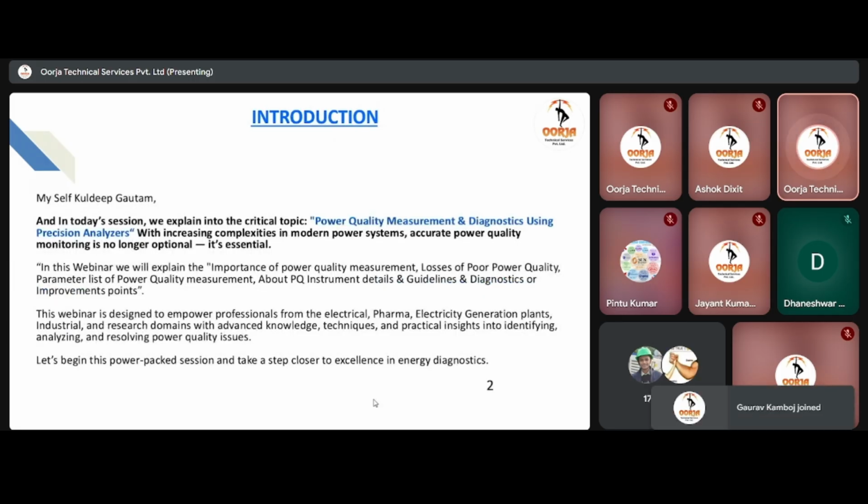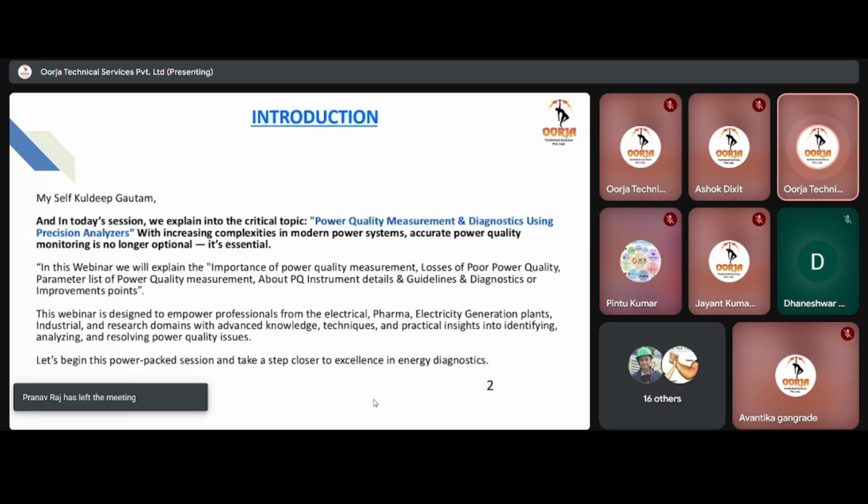Good evening, everyone. Myself Kuldeep Gautam, and I have more than 15 years of experience in the electrical testing and calibration field. In today's session, we explain the critical topic of power quality measurement and diagnostics using a precision analyzer. With increasing complexities in the modern power system, accurate power quality monitoring is no longer optional; it is essential.